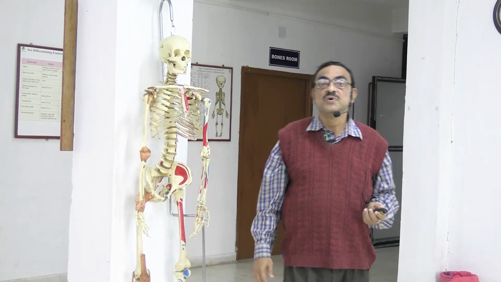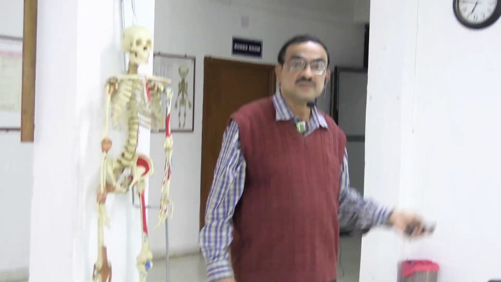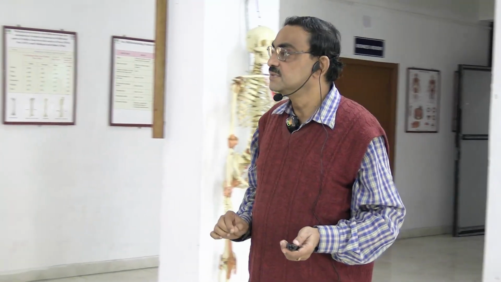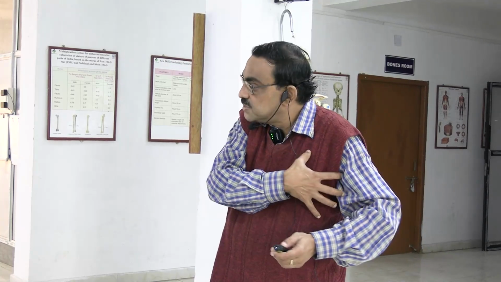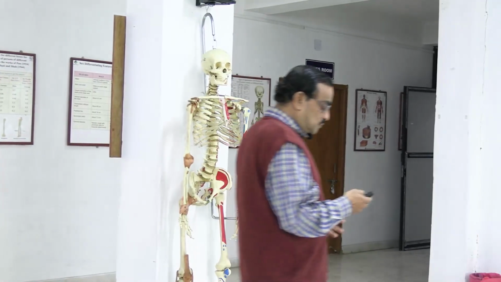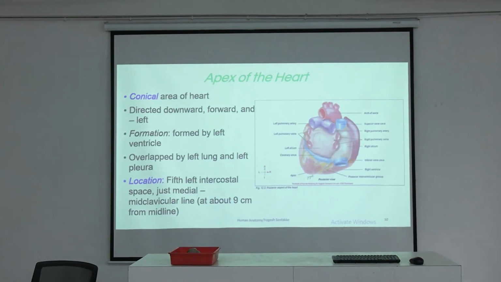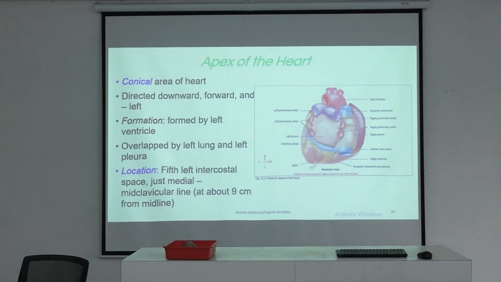Apex is the particular point of the heart, and apical impulse is the impulse generated from the apex, which is palpated by the clinician in the same place. Okay. And we can see the position of the apex: downwards, forwards and to the left.